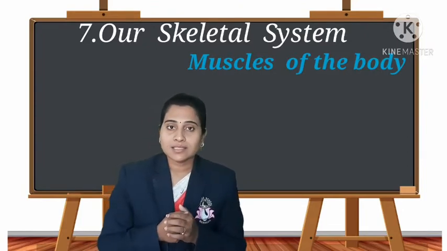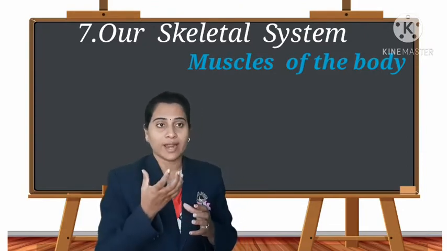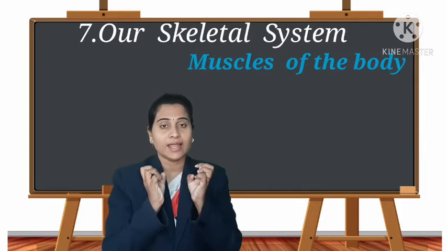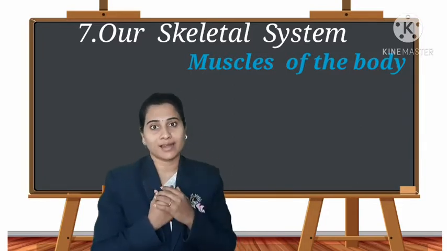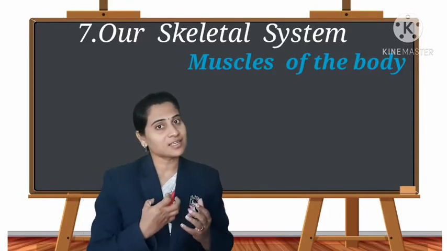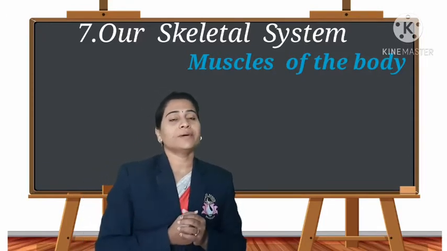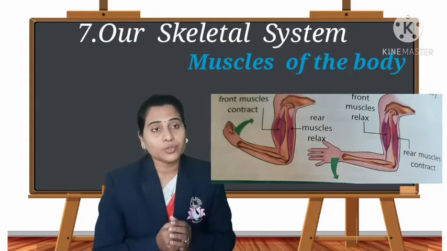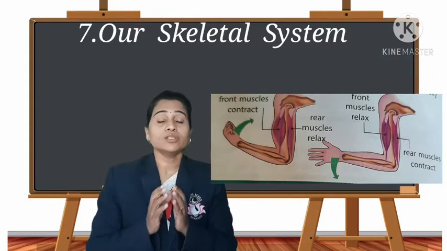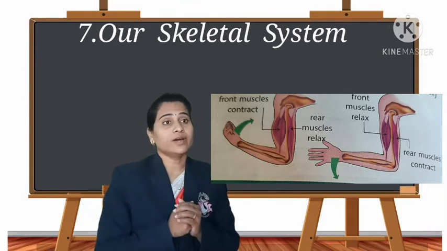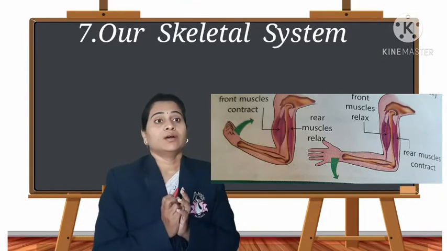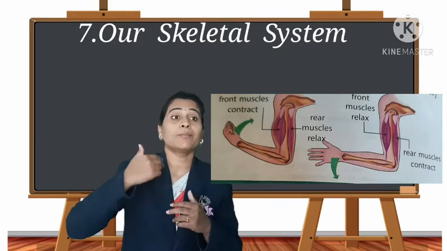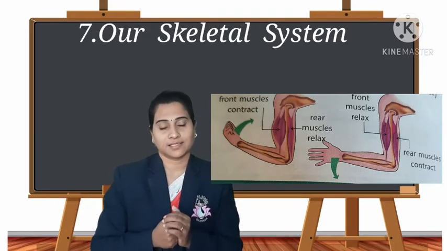So our muscles can contract and relax. Just like our heart movements, contract and relax. In the same way, muscles also contract and relax in order to make the bones move. They usually work in pairs. One muscle contracts while the opposite muscle relaxes.